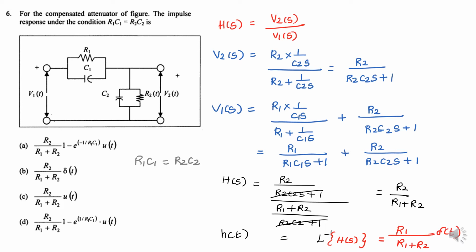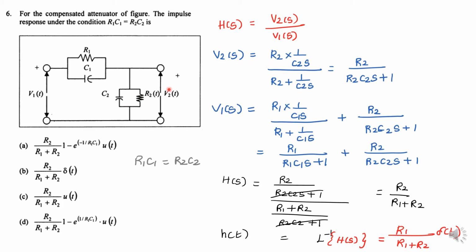Next problem. A compensated attenuator is shown in the figure. Find the impulse response under the condition R1C1 equal to R2C2. Here, what is the impulse response? It is H of S, equal to the Laplace transformation of the output over the Laplace transformation of the input. So, which one is the output? V2 of t is the output and V1 of t is the input. First of all, I am going to find V2 of S.